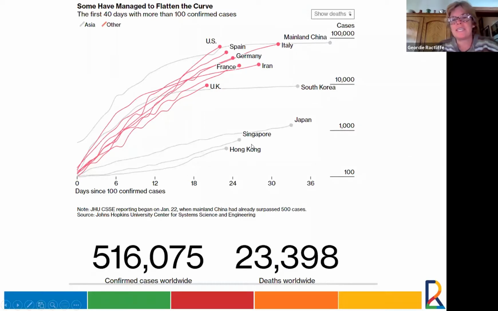So you can just see here that South Korea is here. It took off, but then they implemented this testing when they were still at a fairly low rate. And on the other hand, these red lines are countries that haven't really been able to get a grip or to curtail the spread of the virus at all.